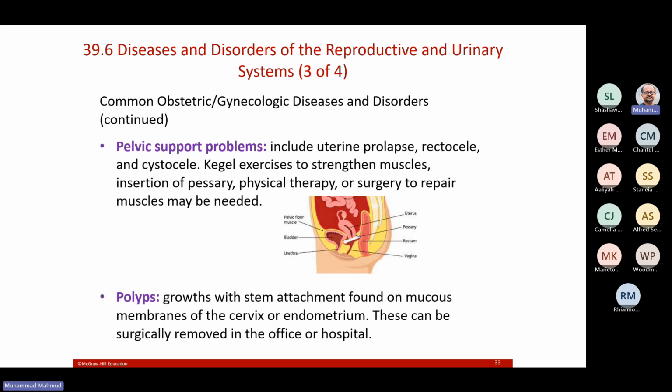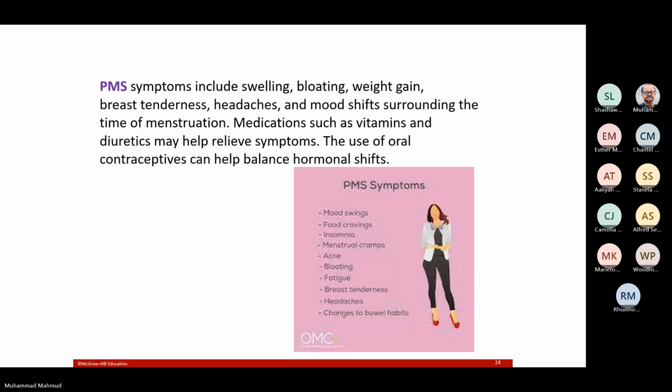Polyps are the growth with a stem attachment attached to the mucous membrane of the cervix or endometrium. So these are benign conditions. In PMS, patients usually experience swelling, bloating, weight gain, breast tenderness, headache, and mood shifts around the time of menstruation. Vitamins, diuretics may be helpful, and the use of oral contraceptives can help to balance hormonal shifts.